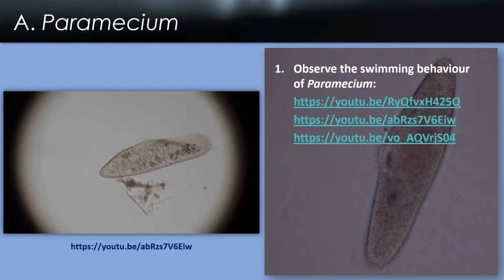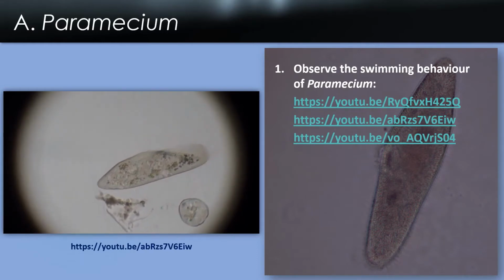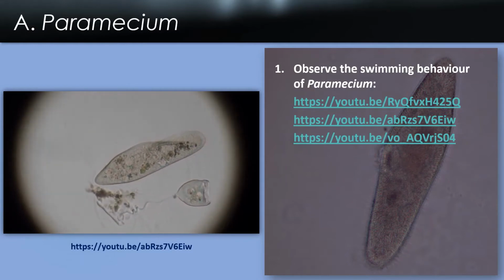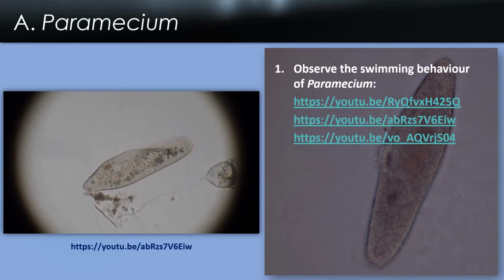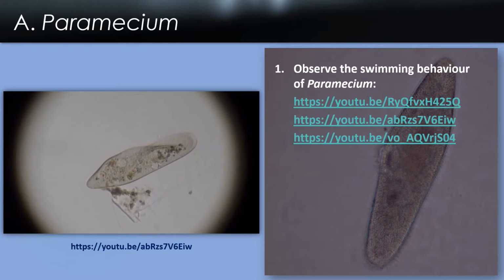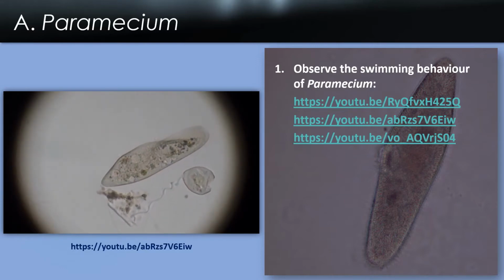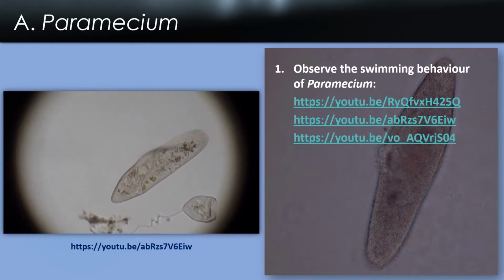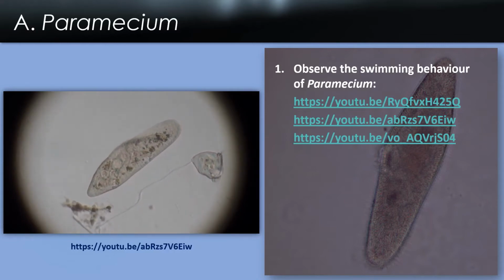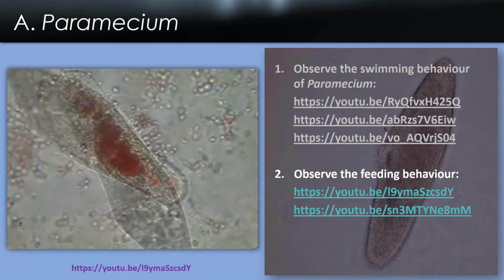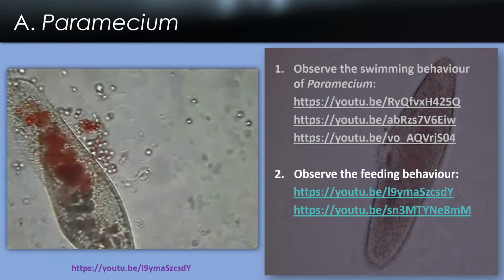What you're going to do for the first activity, like I said, is to observe the swimming behavior of paramecium, and you can take a look at that in these three videos. There are probably other videos on YouTube that you can find. What I was trying to do is find videos that were somewhat similar to what you would observe in the Biology 107 lab. You can see on the left there's one swimming there. There are some questions in the lab manual to answer about that, and your goal is to identify the motility structure or structures.